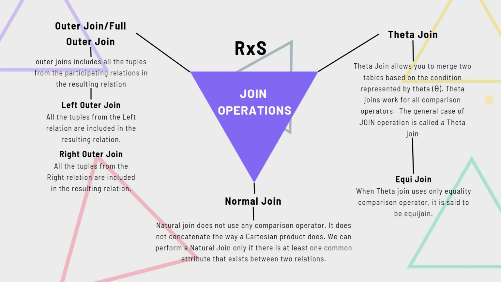Outer join or full outer join shows all the values of participating relations regardless of any condition. Left outer join shows all the values from the left relation along with common values in the right relation. If R and S are two relations as shown, then all the values of R that are common in S will be displayed. Right outer join is the opposite of left outer join. It shows the values from the right relation that are common in the left relation. If R and S are relations as shown, all the values of S that are common in R will be displayed.